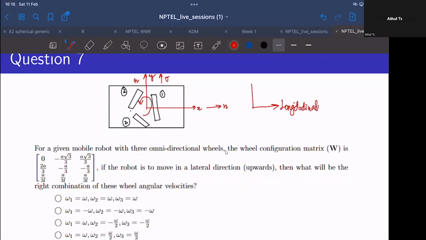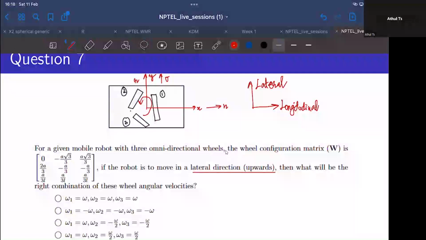And along the y-axis is our lateral direction. And our question says the robot should move in the lateral direction upwards. It should not have any rotational component. It should not have any longitudinal component. It should only have a lateral direction.